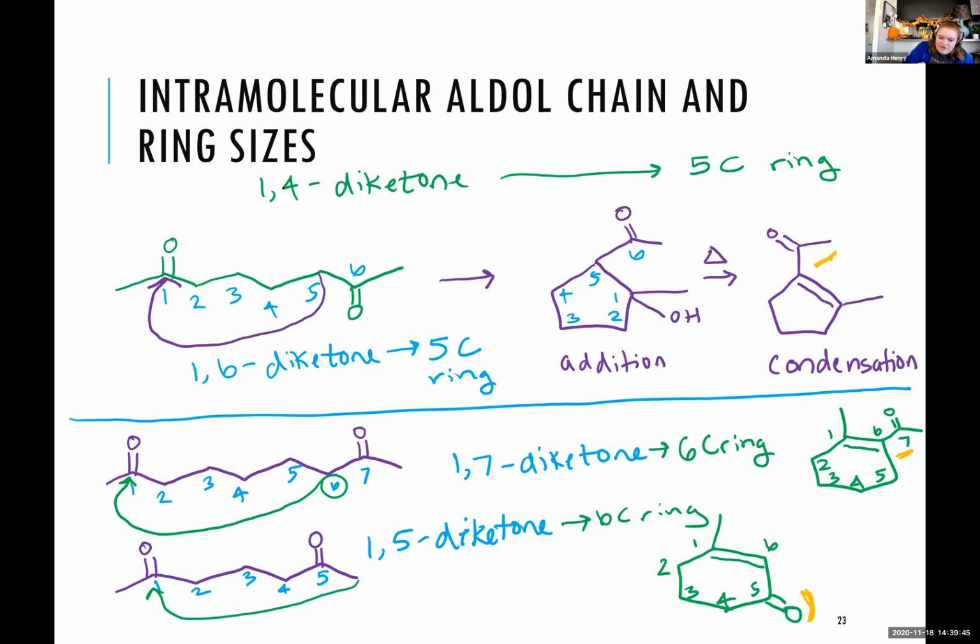So notice our options here. We have a 1,4, 1,5, 1,6, and 1,7 diketone. So with the 1,4 and the 1,6, they form a 5-carbon ring. So 4, 5, 6. And with the 1,5 and the 1,7 diketone, they form the 6-membered ring. So 5, 6, 7. Again, with other electronegative atoms on the chain.